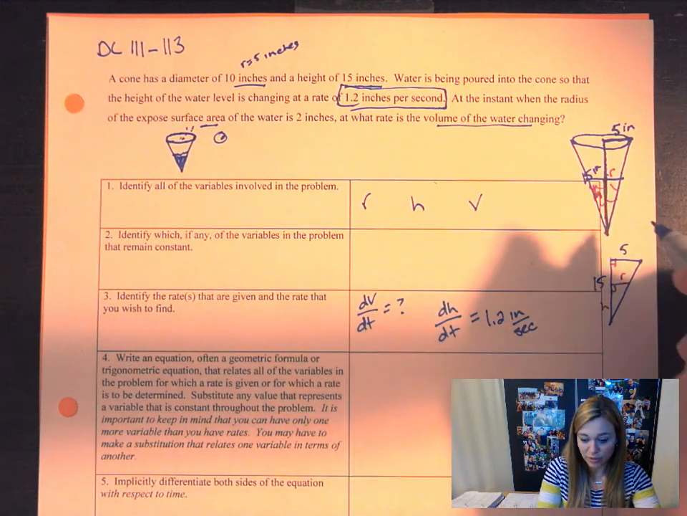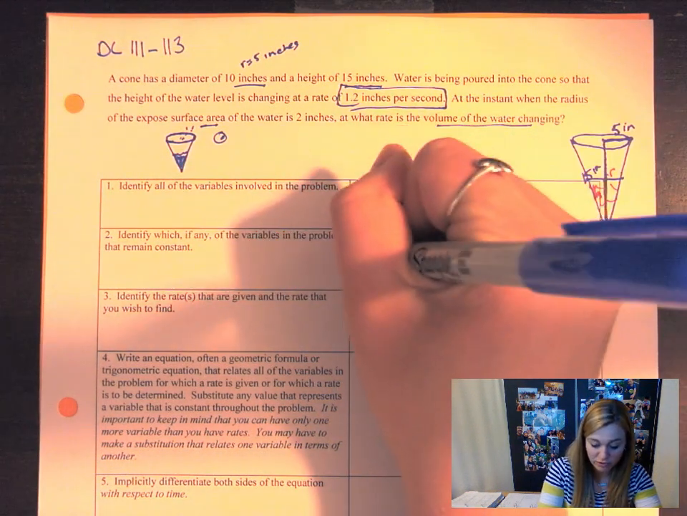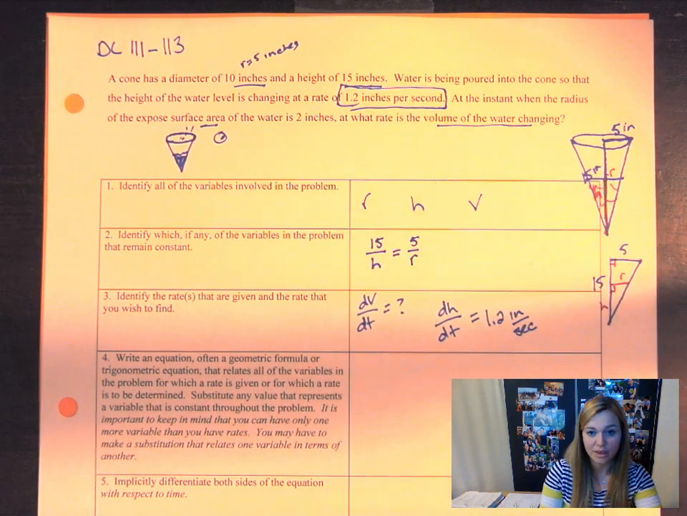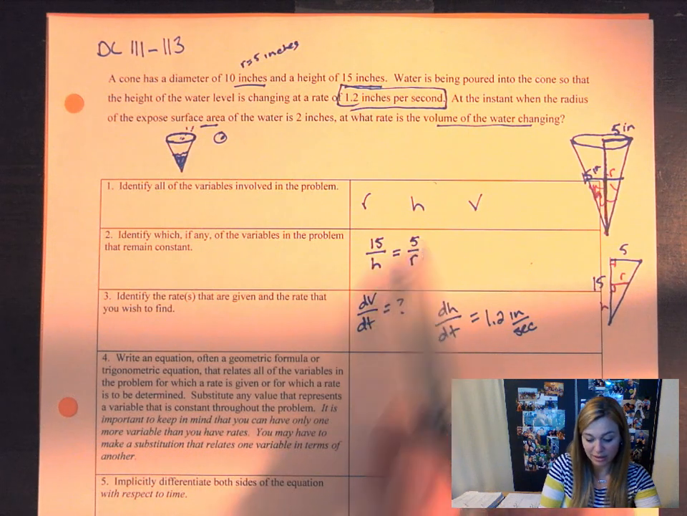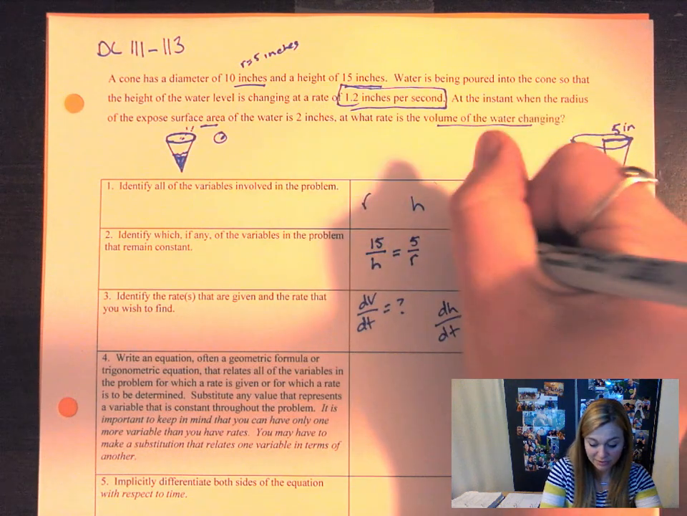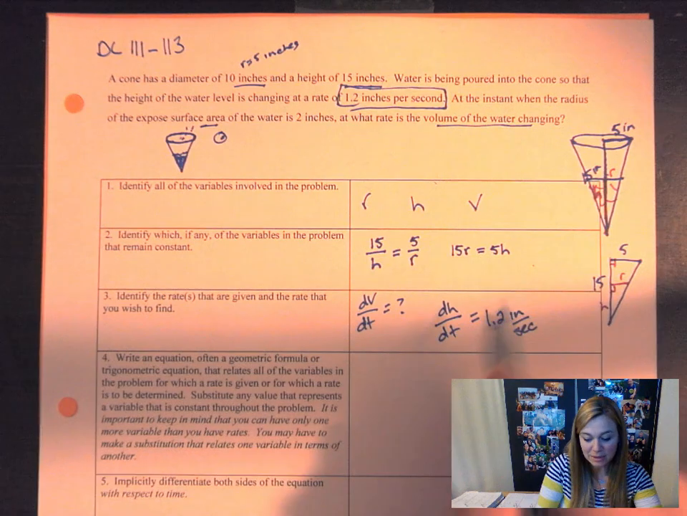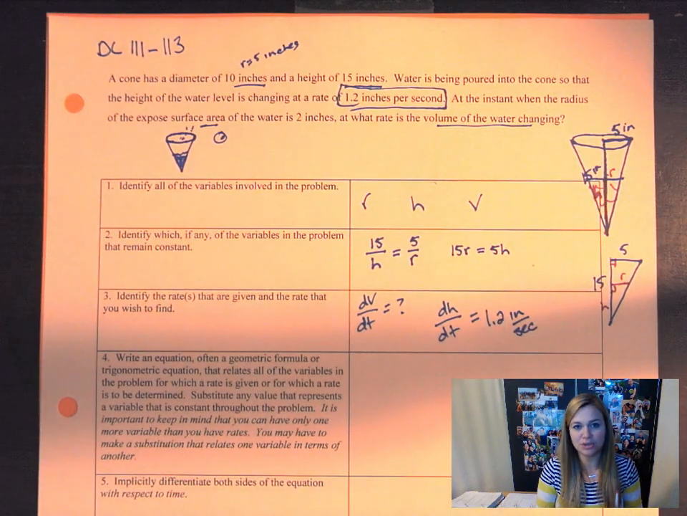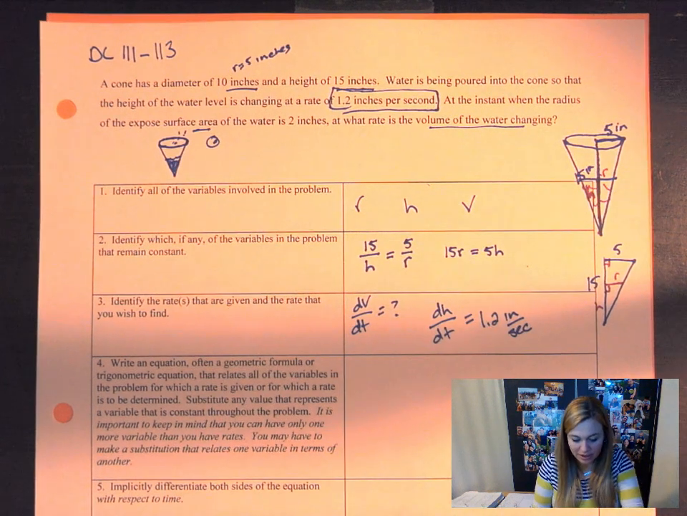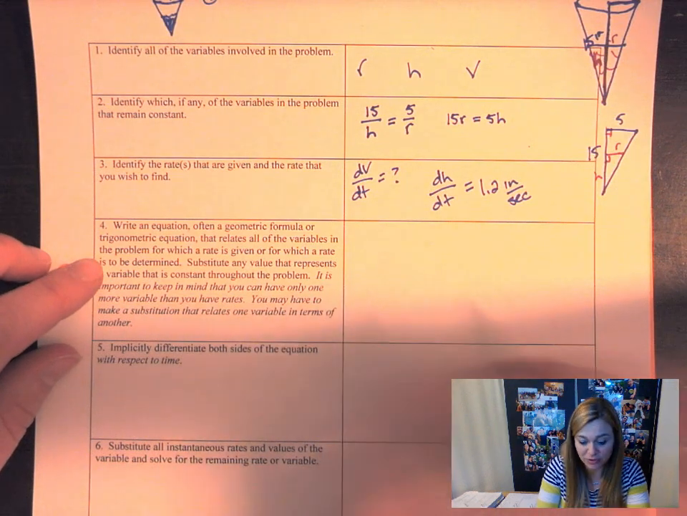Okay, so there are several ways that you can write this, but what I'm going to write is I'm going to say big height over little height, big radius over little radius. You could have done this another way. You could have said big height, big radius, little radius, and done them different ways. But if I cross multiply, regardless of how you did this, you should have gotten 15R is equal to 5H. And then I'm going to leave it here, and I'm just going to say, you know what, that relationship holds regardless of what this figure looks like, and I'm going to come back to this in a second. Okay, and it says down here, write an equation, often a geometric formula, that relates these things.